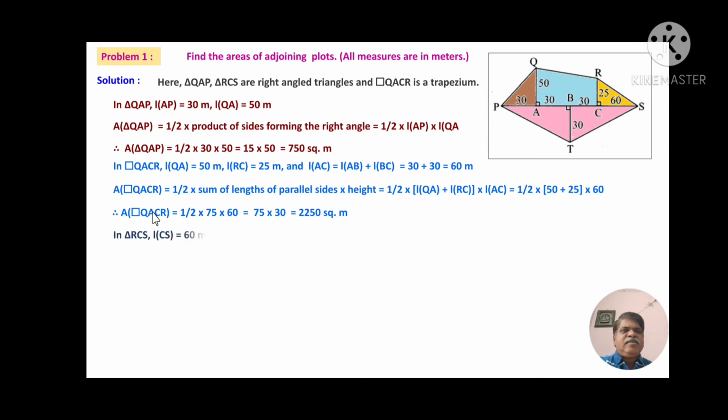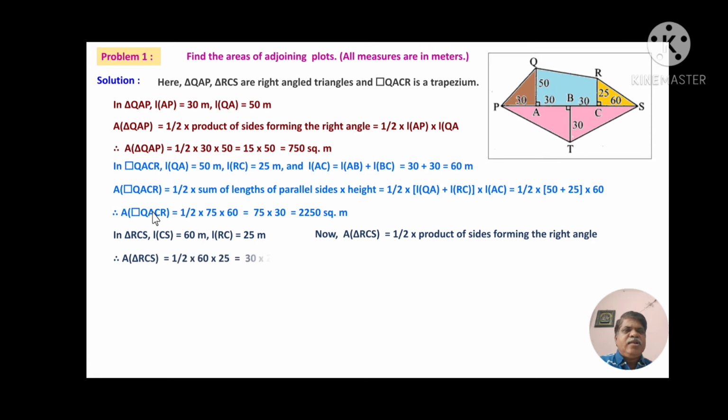The next is triangle RCS, whose length CS is 60 meter and RC 25 meter. Therefore, area of triangle RCS is equal to half into the product of the sides making the right angle. So we can write area of triangle RCS is equal to half into 60 into 25, which will be 30 into 25. That leads to 750 square meter.